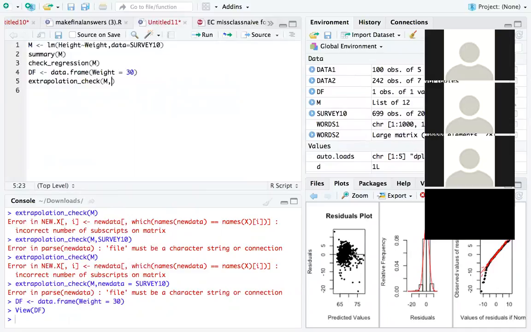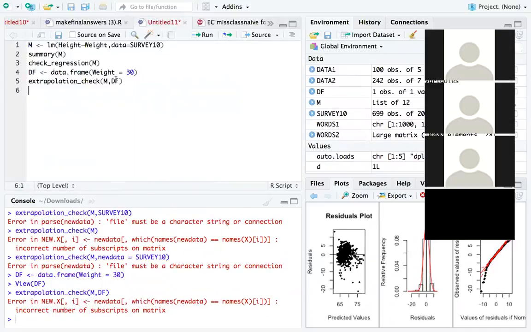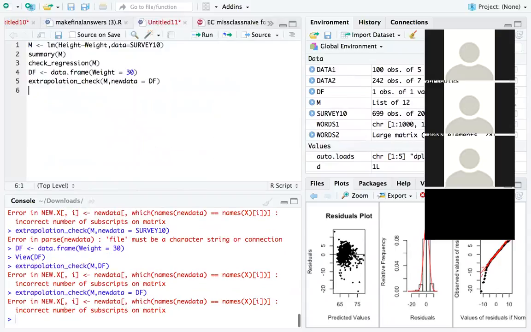And what we should be able to put in here is the DF, and let's do extrapolation check, new data equals DF. And what is it getting mad about here? Incorrect number of subscripts in matrix. My brain is completely breaking today, guys. Let me try. What happens today? Extrapolation check is not working.